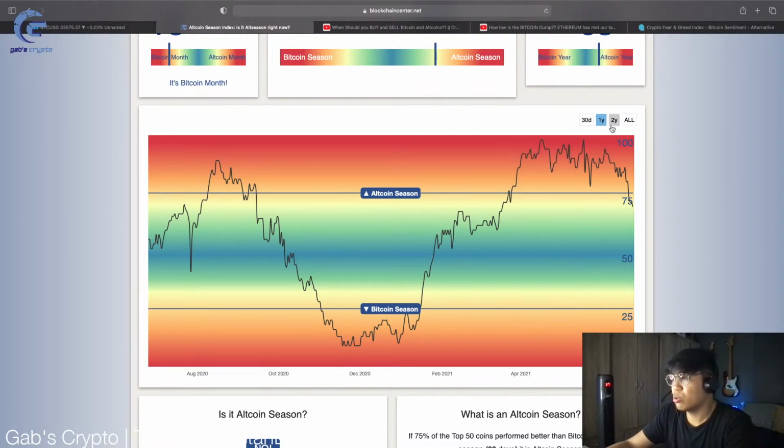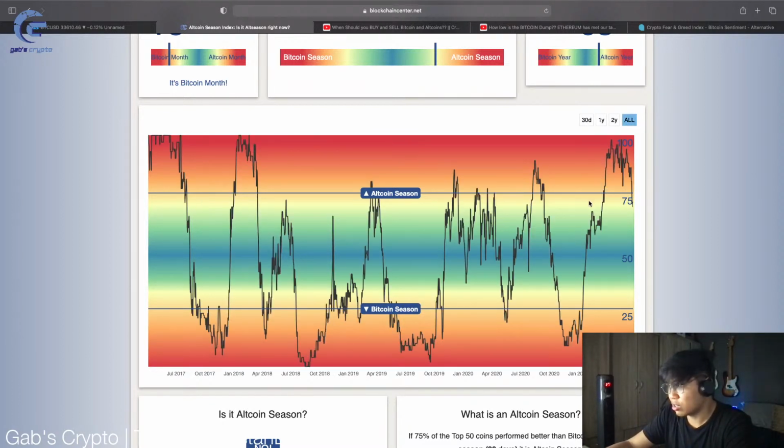So, let's try to look at historical data. Let's zoom out and understand what happens when Bitcoin season starts. Bitcoin season actually starts when the index declines below this altcoin season index level. So, there, it declined. And then, when it keeps dropping straight down, that would indicate that Bitcoin would be stronger and altcoins typically have less returns. We have seen that multiple times in history.